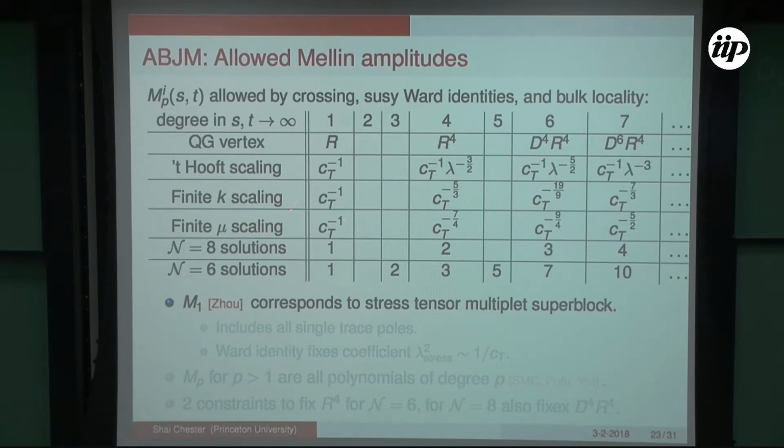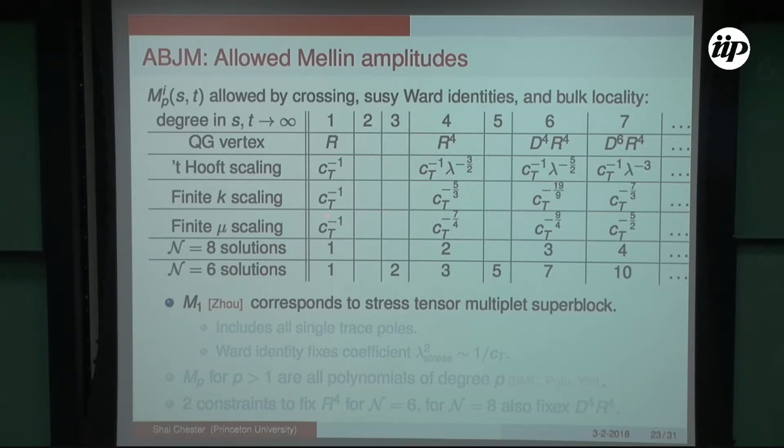There's finite k scaling. This is something we didn't have before in 4D. This is going to be related to M theory, and it's just an expansion in C_T, and you get these fractional powers. And then there's the finite μ scaling, and that is actually analogous to the very strong coupling limit in 4D, and so you get the same powers of C_T. And so eventually we're going to use this finite μ scaling to interpolate between this k scaling and this 't Hooft scaling.